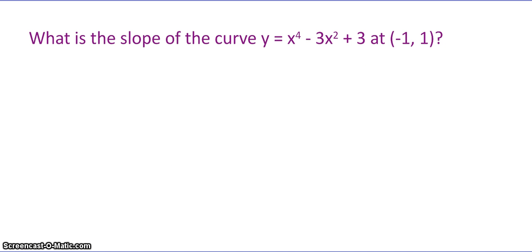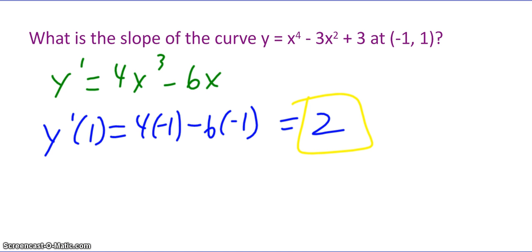Next one. What is the slope of the curve y equals x to the fourth minus 3x squared plus 3 at negative 1, 1? Pause the video, unpause when you're ready to check your work. Alright, so y prime of x is 4x cubed minus 6x. y prime of negative 1 is 4 times negative 1 cubed minus 6 times negative 1, which is negative 4 plus 6, or positive 2. So that is the slope of the curve at that point.